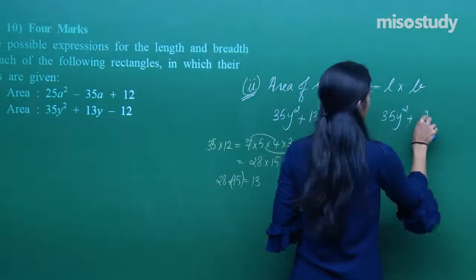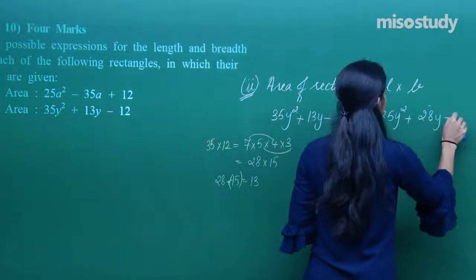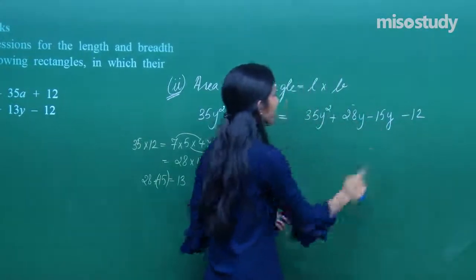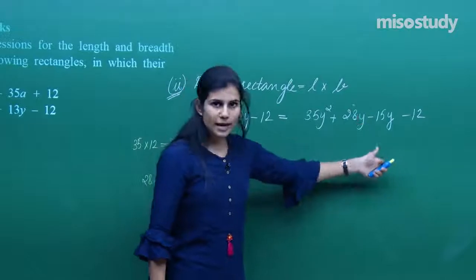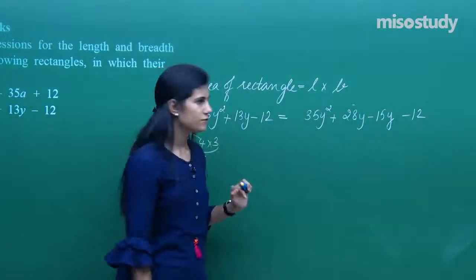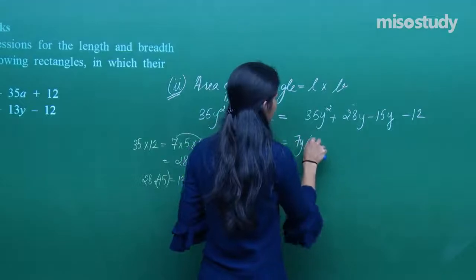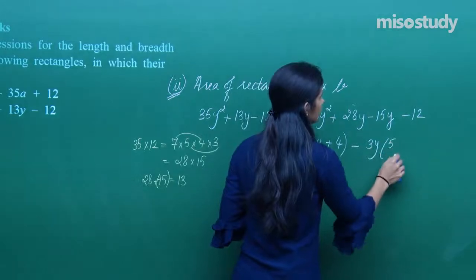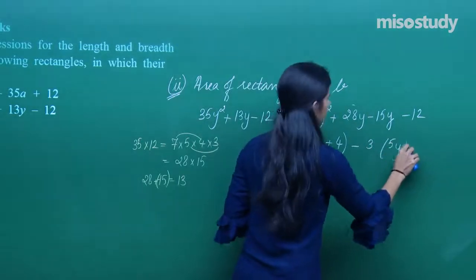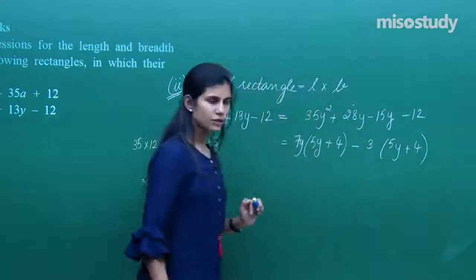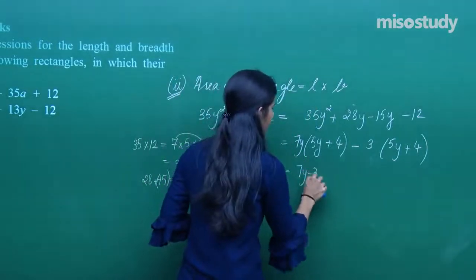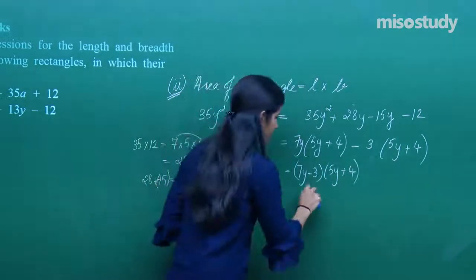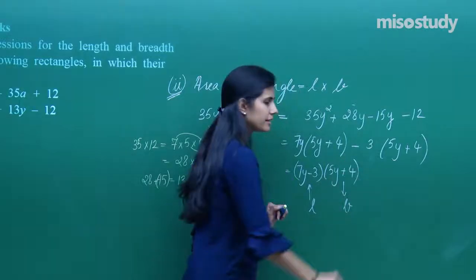So what can I say here? 35y square plus 28y minus 15y minus 12. Now 28 minus 15 gives you 13 and 28 into minus 15 gives you 35 into minus 12. So this is 7y, 5y plus 4 minus 3, 5y plus 4. This gives you 7y minus 3, 5y plus 4. So this is my possible length and this is my possible breadth.